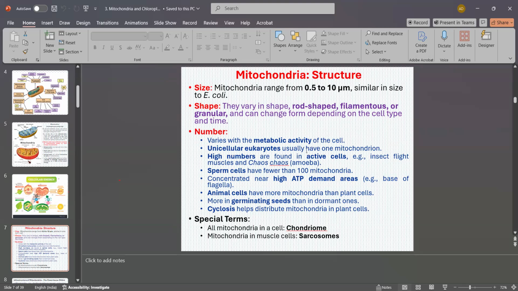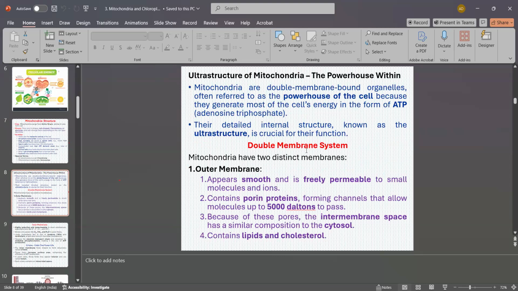Special terms: all the mitochondria in a cell are called the chondriome, and mitochondria in muscle cells are also called sarcosomes. These are special names of the mitochondria located in animal cells. Next, the structure of the mitochondria, which is also called the powerhouse. Mitochondria are double membrane bound organelles, often referred to as the powerhouse of the cell, because they generate ATP, adenosine triphosphate, also called the energy currency, which is responsible for growth and development, and all metabolic activities maintained in living organisms, plants and animals.